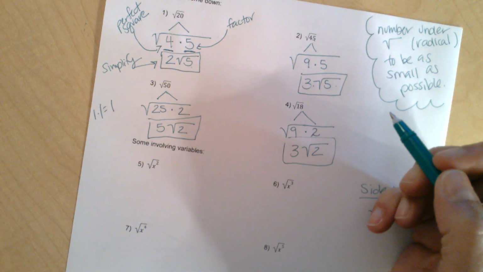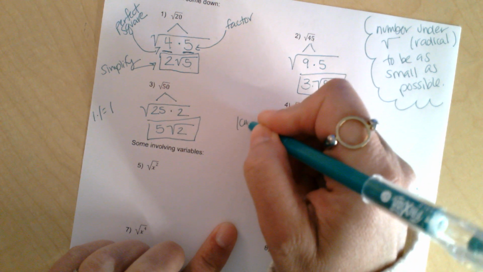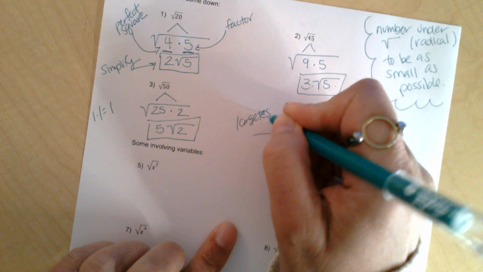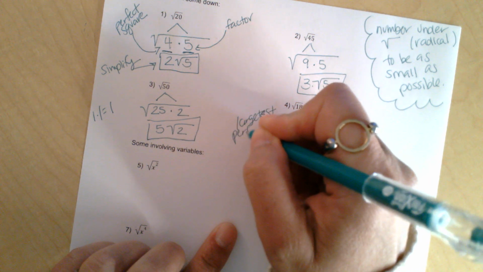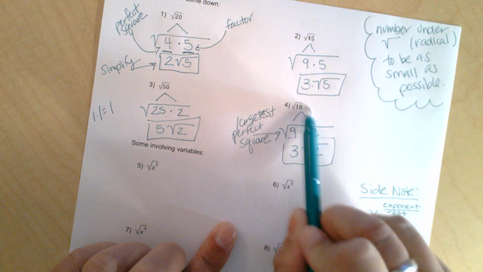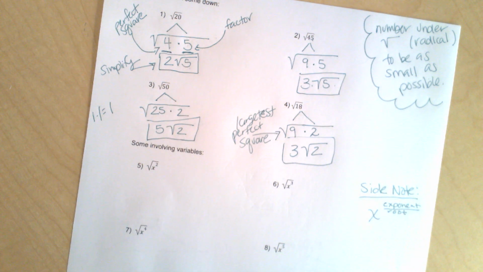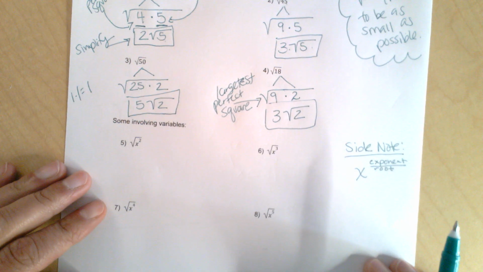So the game that you're playing is you're trying to get the largest perfect square that we can divide this by. That's your game because that's going to get this to be the smallest number. Okay. Next, let's involve some variables.